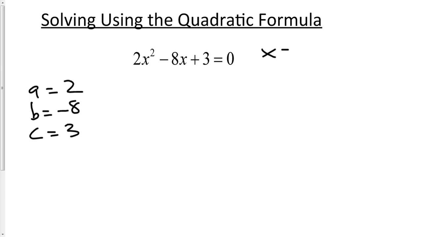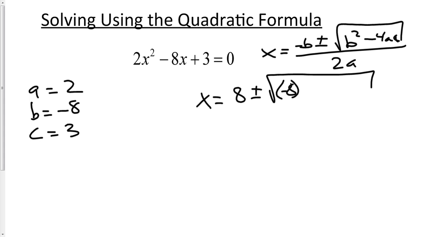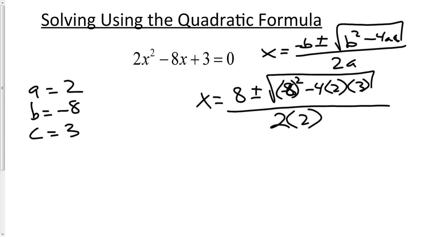Using our formula, which is x equals the opposite of b plus or minus the square root of b squared minus 4ac divided by 2 times the a value. So again, it's a formula we plug in and evaluate. So I have minus b, or the opposite of b, which is going to give me a positive 8, because the b is negative 8, plus or minus the square root of minus 8 squared, minus 4 times positive 2 times 3. All that's going to be divided by 2 times 2.